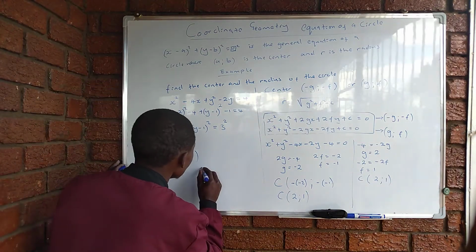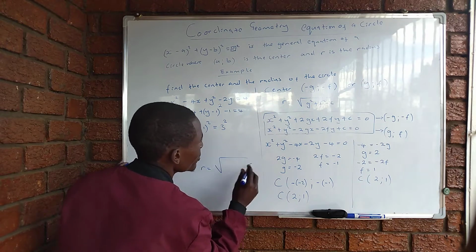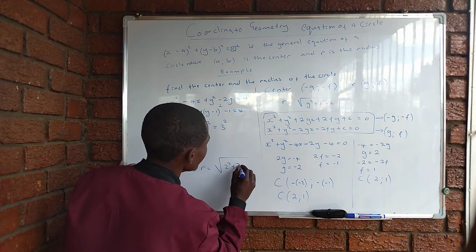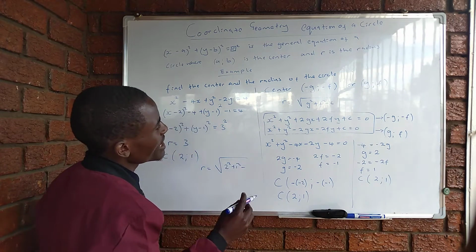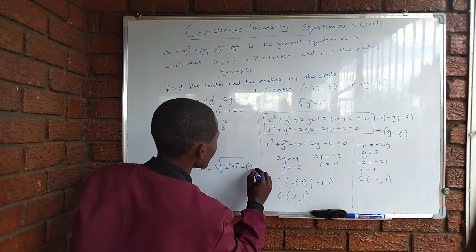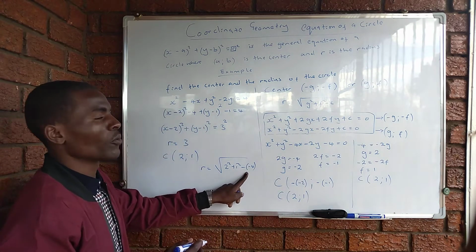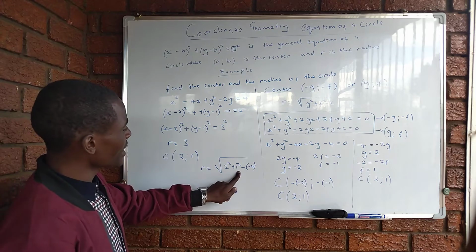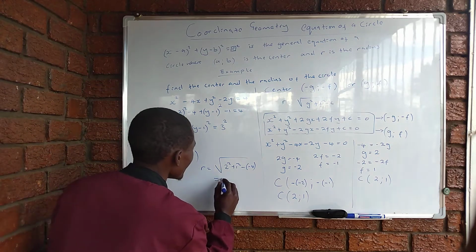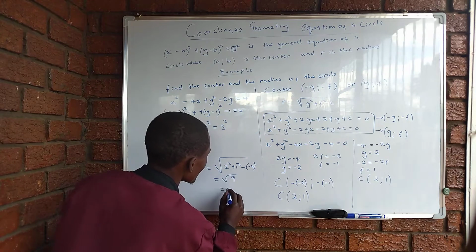Saka r will be equal to square root of katika square g tika square f tunaona 2 squared plus 1 squared minus c ndiani? C in this case is minus 4. Saka minus open bracket minus 4. So I'm finding with plus 4. So ukati 4 plus 1 plus 4 inobva ita 8 plus 1 which is 9, which is square root of 9, which is equals to 3.